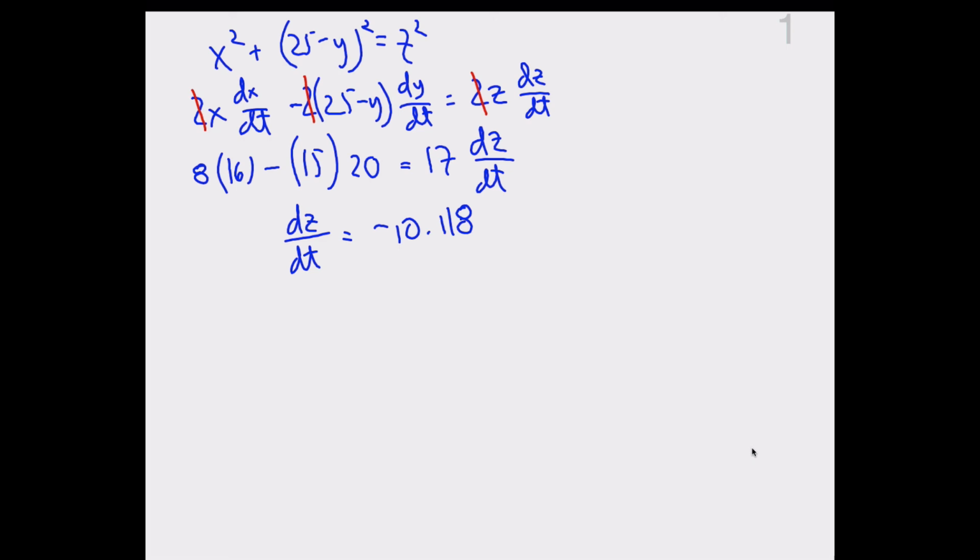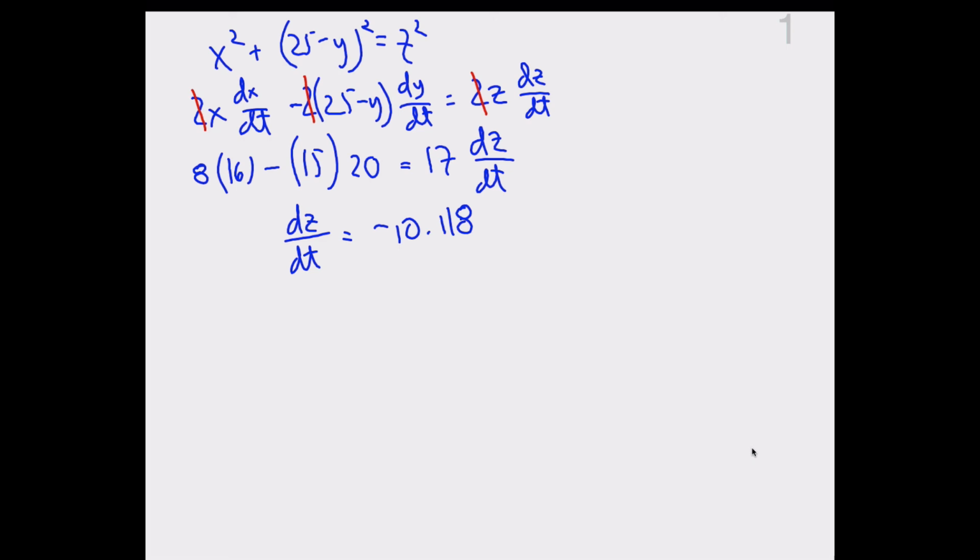Does that answer make sense? Yeah, sure. The distance between them is getting smaller for some reason. That's okay. Is that a reasonable rate? Well, if the boats are going at 16 and 20, that seems reasonable. An unreasonable answer would be like 400 or some incredibly large number. And the last part, what are the units?